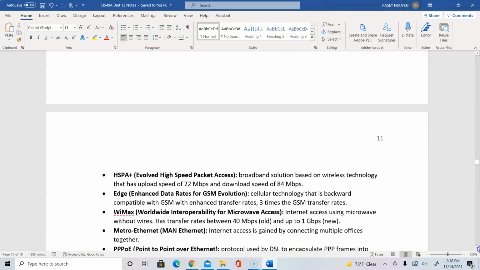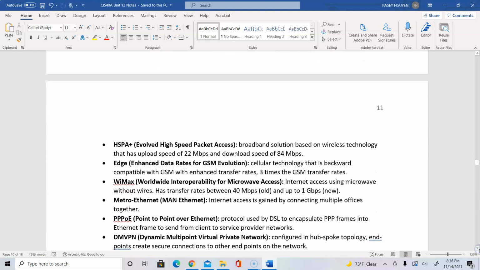And then we would have the later generation, which is the 5G, also known as HSPA, Evolved High-Speed Packet Access. This is known for broadband solution-based wireless technology that can have a speed of 22 megabit per second for upload and download at 84 megabit per second.